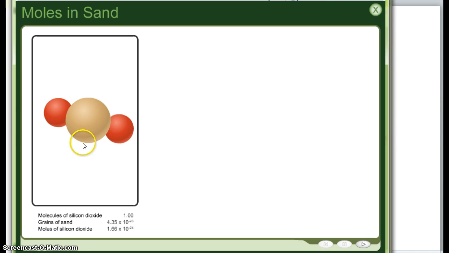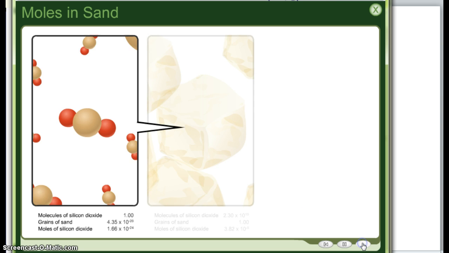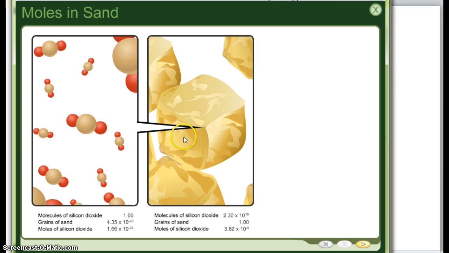So we have a molecule of silicon dioxide, which is what makes up sand. Then we can see here we have molecules of silicon dioxide. And so we'll look down here. So originally we started with 1, and now it takes 2.3 times 10 to the 19th molecules of silicon dioxide to make 1 grain of sand. So this picture is a grain of sand, like you would pick up one little piece. That one little piece is made up of 2.30 times 10 to the 19th molecules of silicon dioxide.